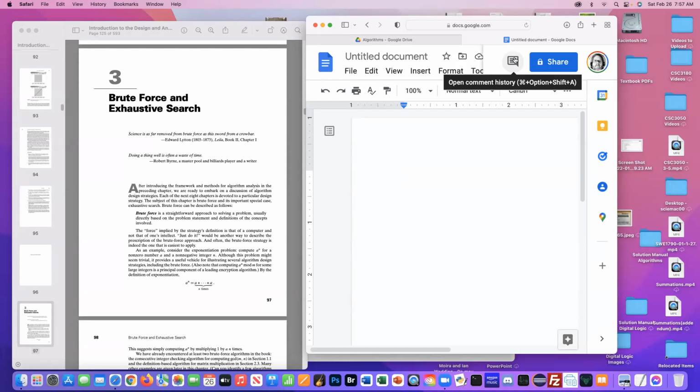After chapter 2, which was mathematically complex, we're moving on to chapter 3, which is more straightforward. We're starting several sections on different strategies for solving problems. The first one is brute force, and we'll also talk about exhaustive search. Brute force basically means, I like to say, if you've got a problem, you hit it with a hammer until it resolves itself. There's no finesse here. It's a straightforward approach to solving the problem, directly based on the problem statement and the definition of the concepts involved.